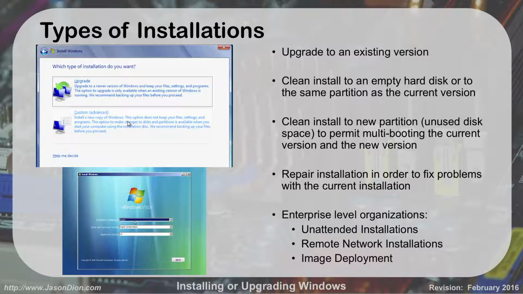When we do a clean installation, we are actually going to format the entire hard disk and start it like a blank slate. And so you can do this with an empty hard disk or to the same partition as the current version. You can install it to a new partition that will allow you to do what's called dual booting. Or you can also do a repair of the installation. So if I already have a previous installation, but it's causing problems, I can go and repair that using the installation media. On an enterprise level, when we talk about big environments, we like to do things like unattended installations, remote network installations, or image deployments like I was just talking about previously.